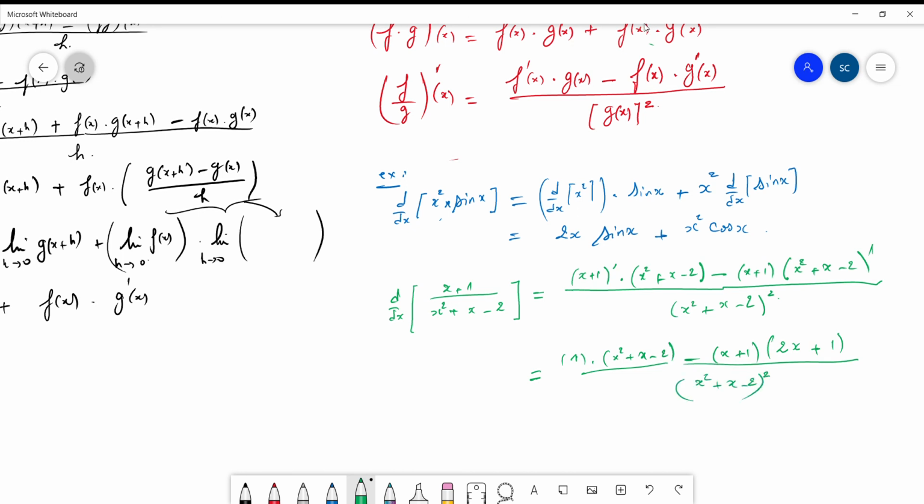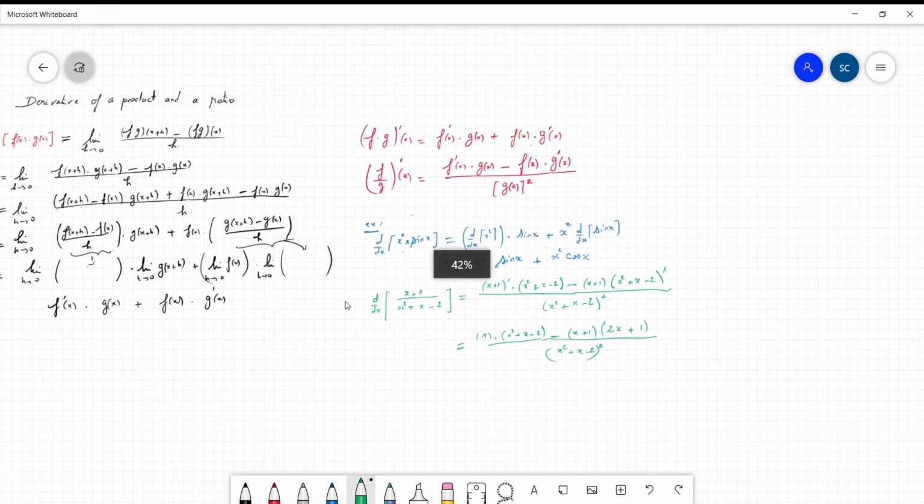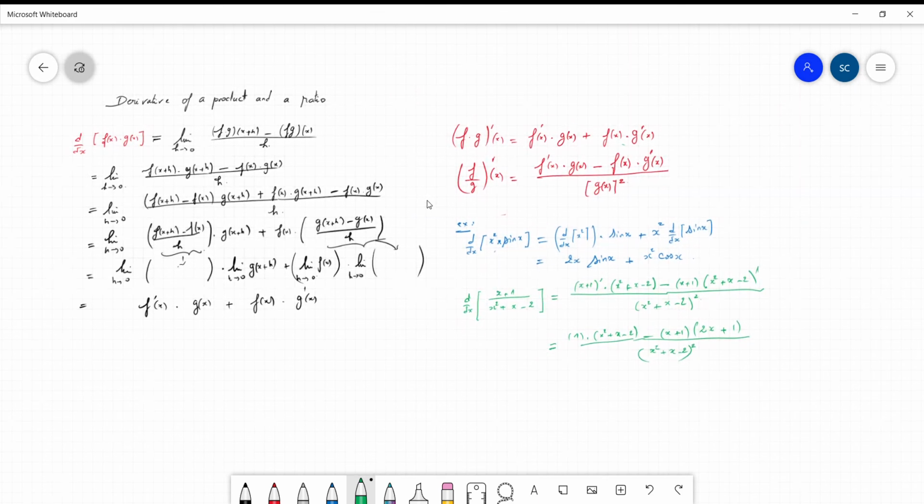Here it is. We can keep it like that without developing, to avoid making mistakes. So this is what we learned today: how to find the derivative of the product of two functions, or the derivative of the ratio or quotient of two functions. Thank you.